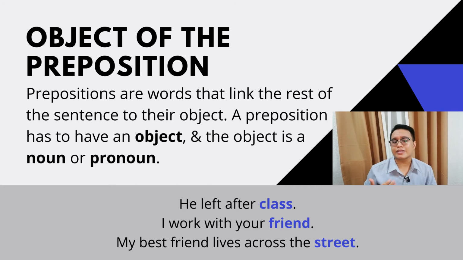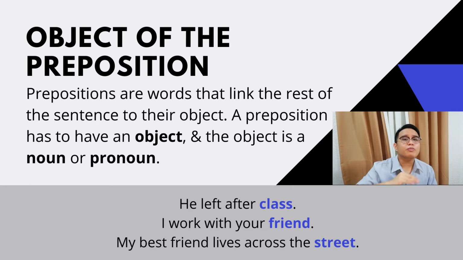And our last example, my best friend lives across the street. What's our preposition there? Good. Our preposition there is across. Now, across the street. Di ba? Dili man na naon ang the, di ba? So, ato kita sa street. So, street there becomes the object of the preposition.